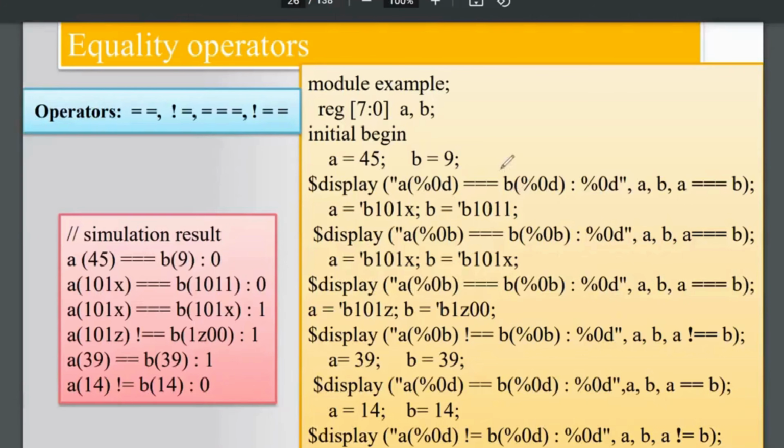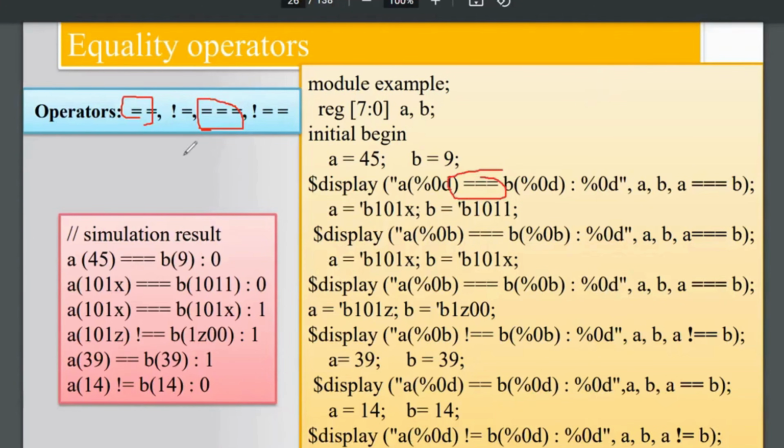What is the difference between triple equal to and double equal to? I think double equal to is exactly equal to the value. I don't know about the triple equal to.